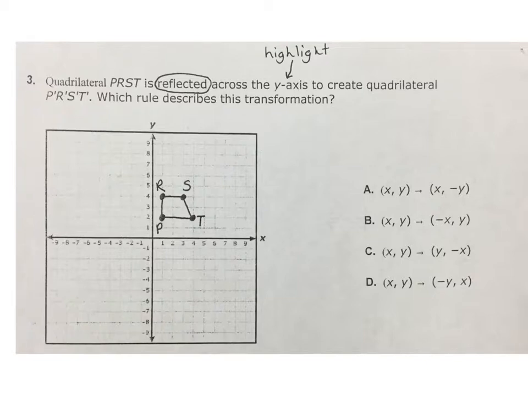Number 3. Quadrilateral PRST is reflected across the y-axis to create quadrilateral PRST prime. Which rule describes this transformation?